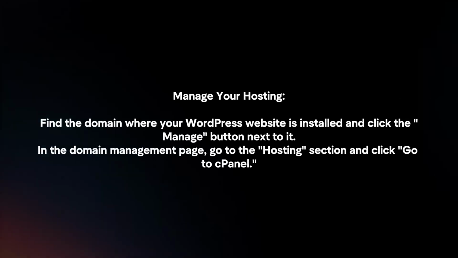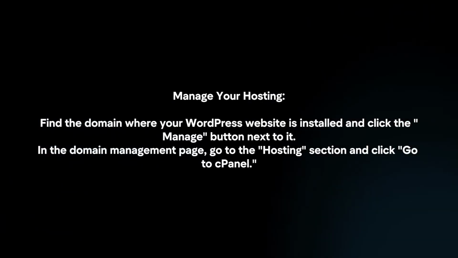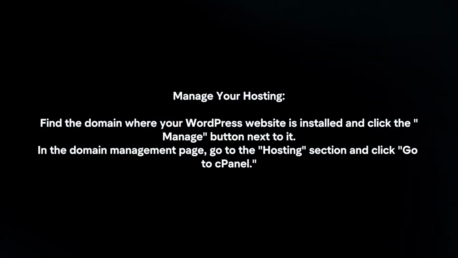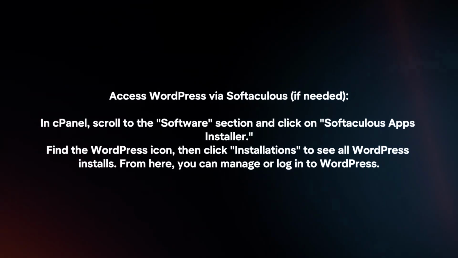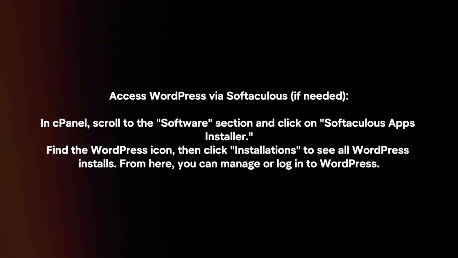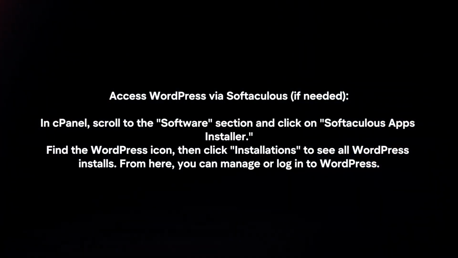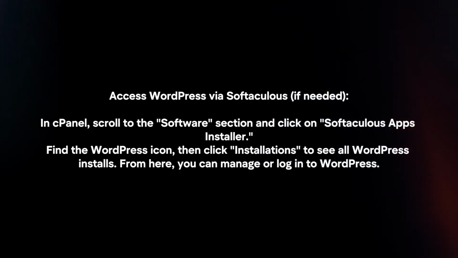Manage your hosting. Find the domain where your WordPress website is installed and click the Manage button next to it. In the domain management page, go to the hosting section and click Go to cPanel. Access WordPress via Softaculous. In cPanel, scroll to the software section and click on Softaculous Apps Installer. Find the WordPress icon, then click Installations to see all WordPress installs. From here, you can manage your login to WordPress.